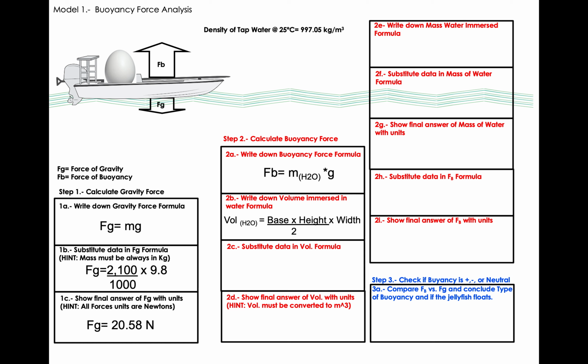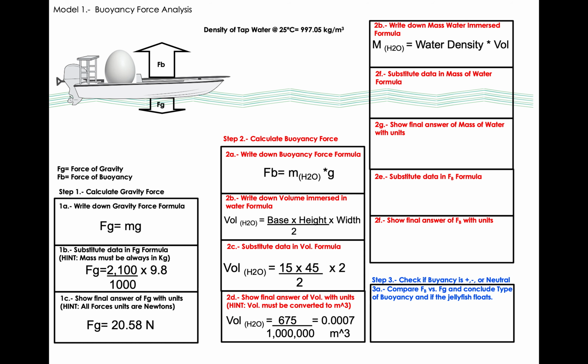The volume immersed in water, because it's a triangular prism, is base times height divided by 2 times the width. From the slide of measurements it is 15 times 45 divided by 2 times 2, and that will give us 675 centimeters cubed. But be careful, we need meters cubed, so that's why we need to divide by 1,000,000, and we get 0.0007 meters cubed. Now let's calculate the mass of water.